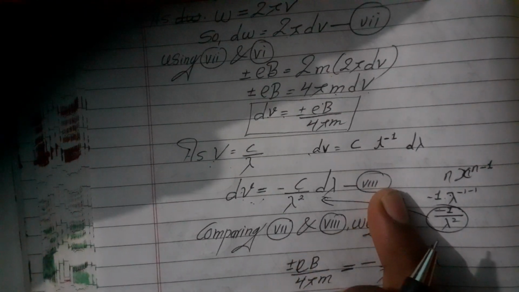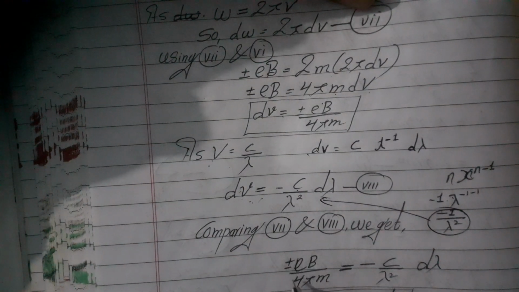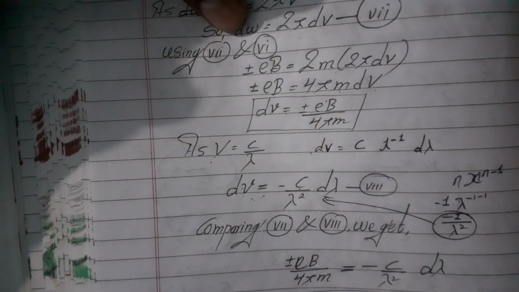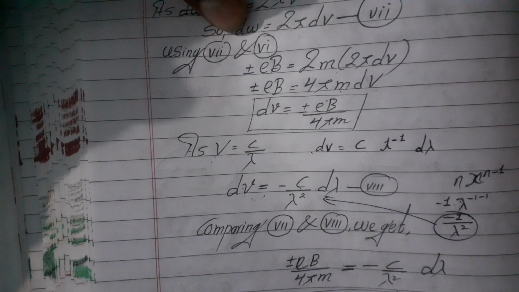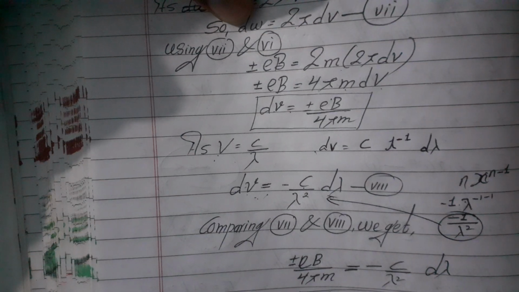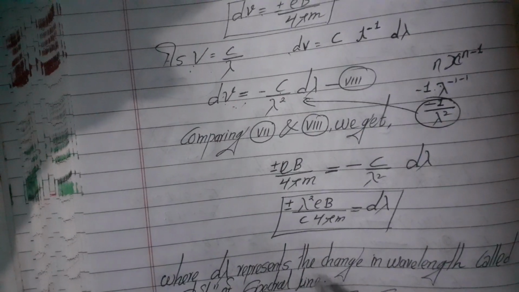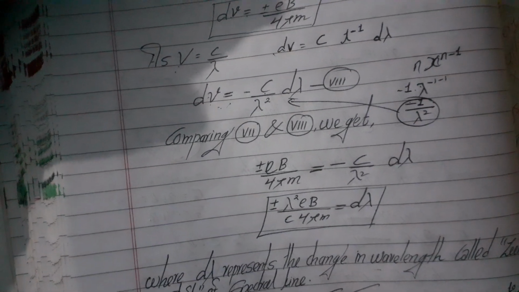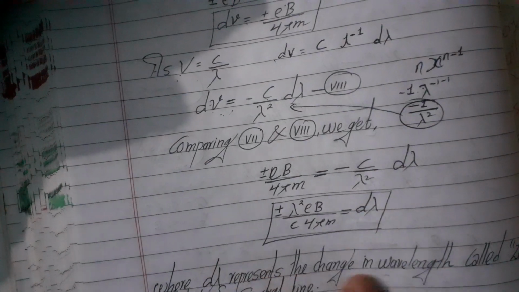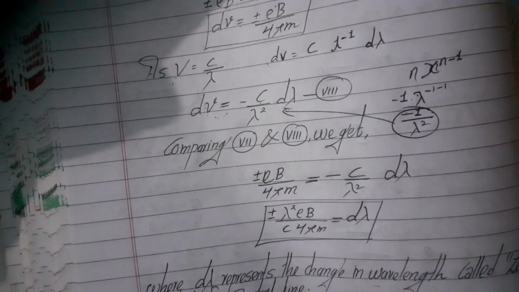And from this equation and this equation, we will get this value of d lambda. And d lambda represents the change in wavelength, called the Zeeman shift of the spectral line. That's it.